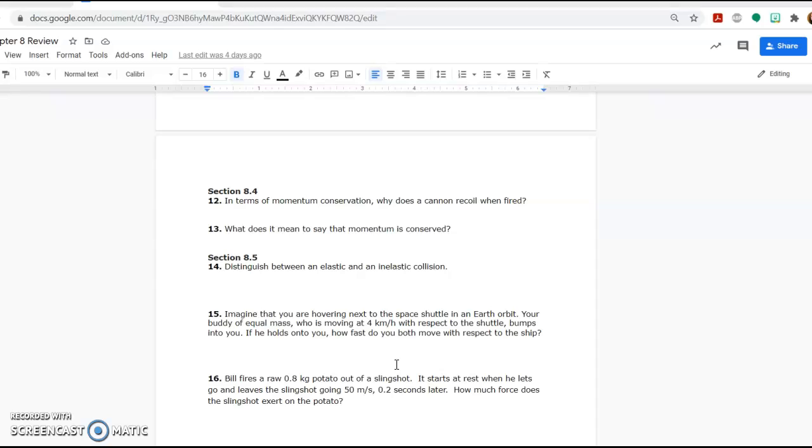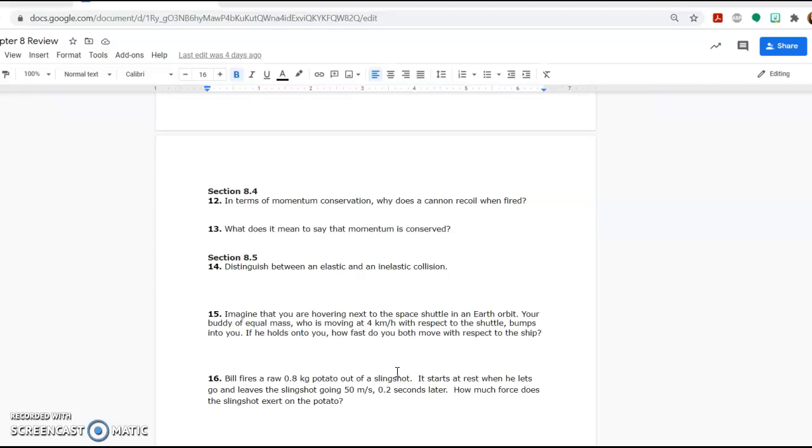In terms of momentum conservation, why does a cannon recoil when fired? This goes back to Newton's third law, that for every action there's an equal and opposite reaction. So the force that shoots off the cannonball is the exact same amount of force that shoots off the cannon, or recoils the cannon. It's just acting in opposite directions.